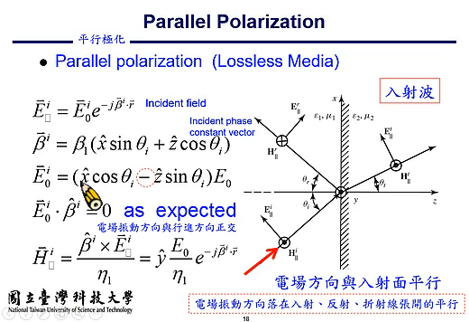And as expected, because this is TEM wave, the dot product of E field and the incident phase constant vector should be 0 because of the TEM wave condition. And here is the representation for the magnetic field. We use the same relationship to derive the magnetic field representation using the phase constant vector and E field description divided by eta 1.